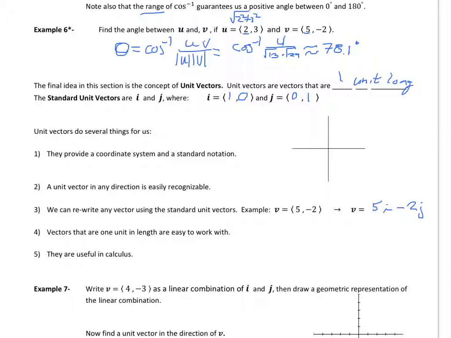And if we know that they're 1 unit in length, they're easy to work with, and they are, of course, useful in calculus, because all this goes towards calculus, right? So like our 5, negative 2. Again, 5 is our horizontal component, so we're positive 5, so we go 1, 2, 3, 4, 5, and then minus 2j. And there is this vector right here, okay?